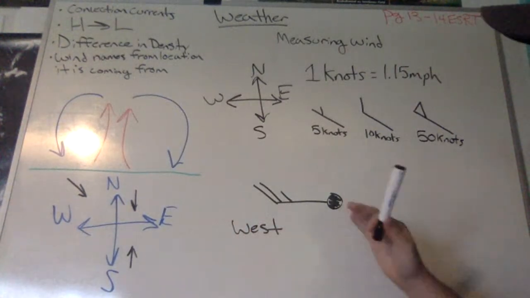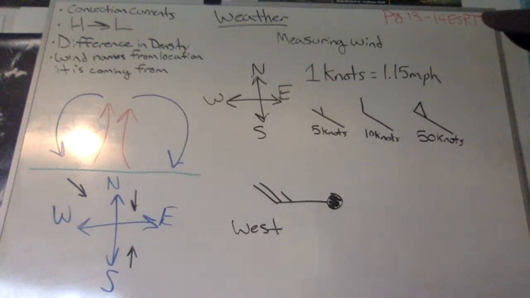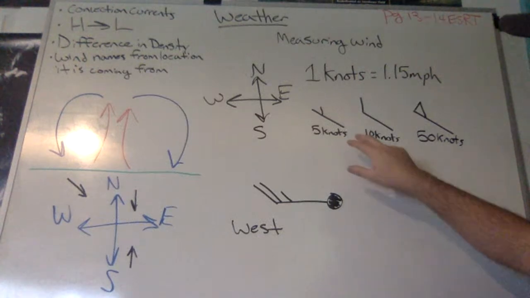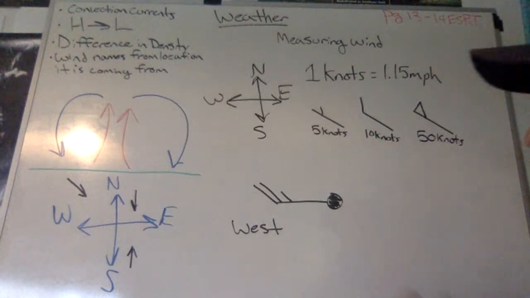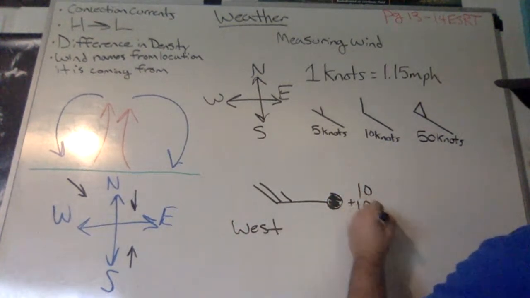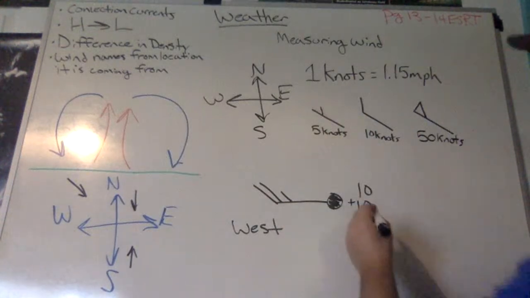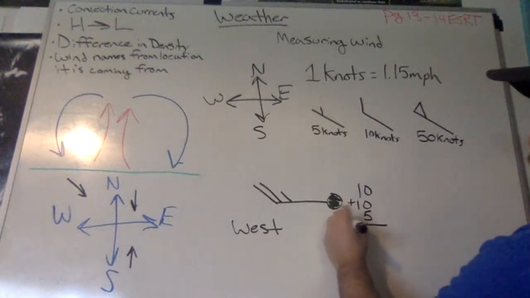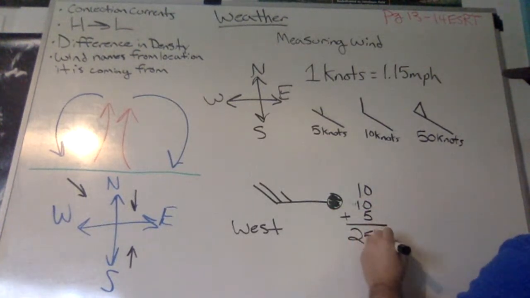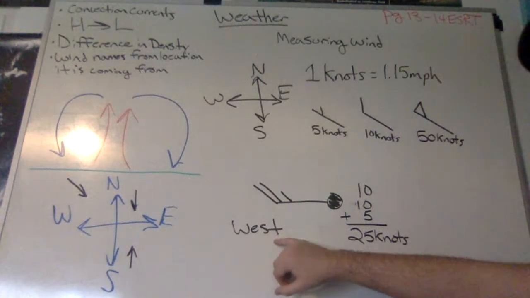Now we got to count up how many knots. So we have 2 long, and then we have a shorter one, okay? So we know that the longer ones are going to be 10 knots. So we have 2 of them. So we can do 10 plus 10, all right? And then we also have a short one, so that's 5. So we add those up, okay? And we get 25 knots. And which way is it coming from? It's coming from the west, okay?